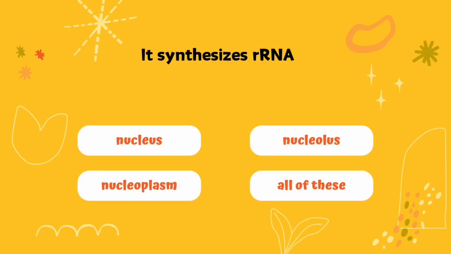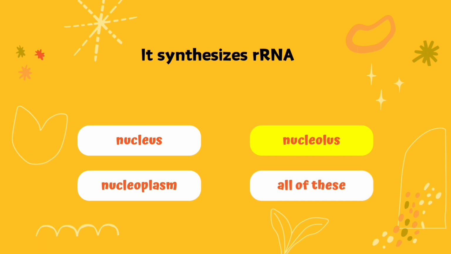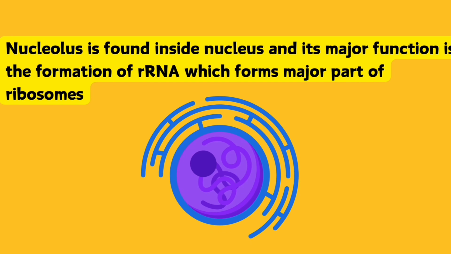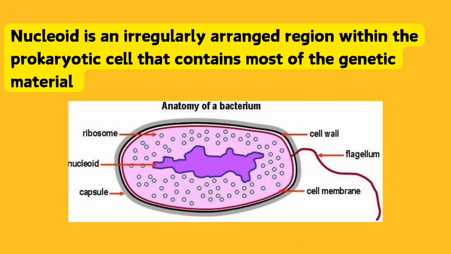Which of the following synthesizes rRNA? The options include nucleus, nucleolus, nucleoplasm, or all of them. The answer is nucleolus. The nucleolus is found inside the nucleus and its major function is the formation of rRNA, which forms a major part of the ribosome. Next: which shows the presence of nucleoid? The options are virus, plant cell, animal cell, or bacteria. The answer is bacteria. The nucleoid is an irregularly arranged region within the prokaryotic cell that contains most of the genetic material.